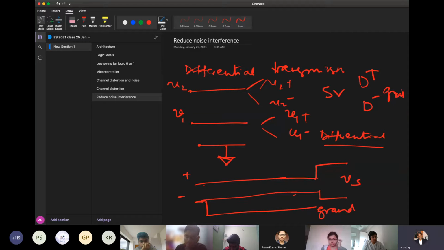Four signals will be there. You can check your USB signal. You can see it now: one D plus, one D minus. That is the same signal having two channels. So this is called differential transmission. So what is the advantage of differential transmission?